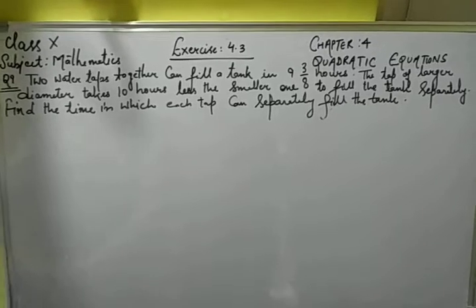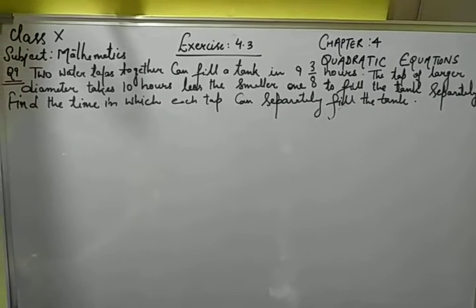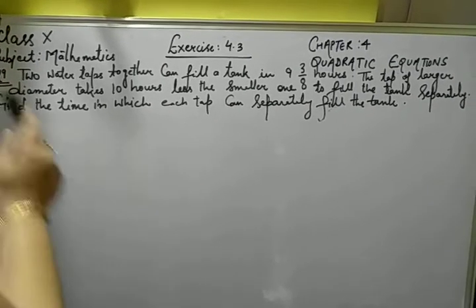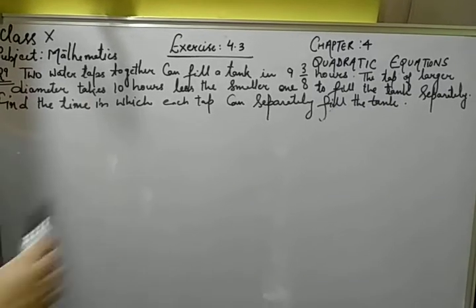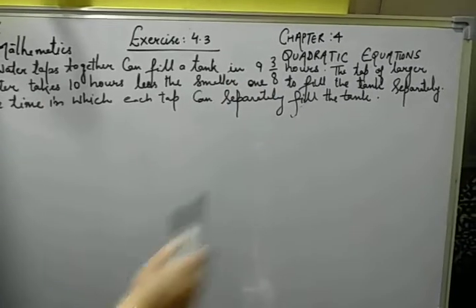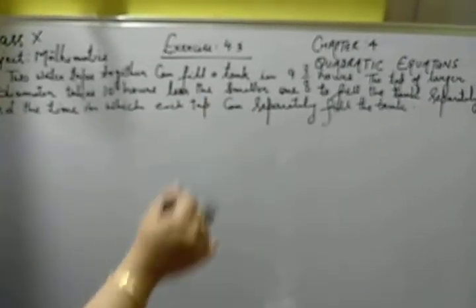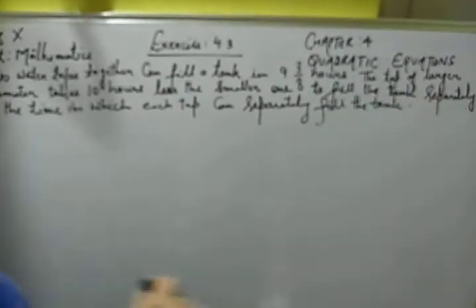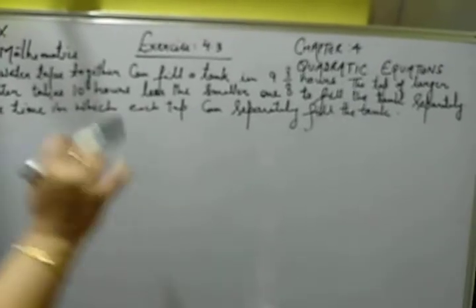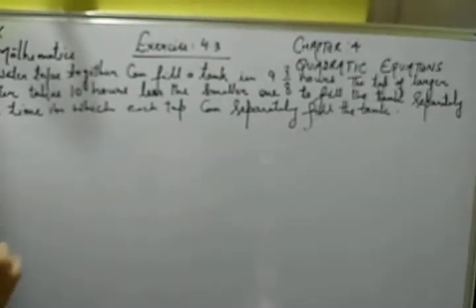Good morning students. Today we will start question number 9 of exercise 4.3. Two water taps together can fill a tank in 9 3/8 hours. And the tap of the larger diameter takes 10 hours less than the smaller one to fill the tank separately. Find the time in which each tap can separately fill the tank.